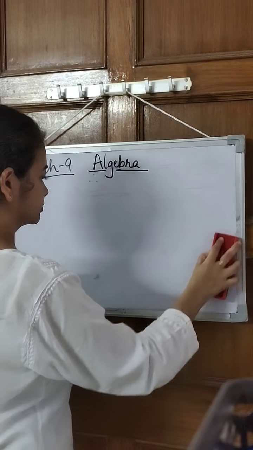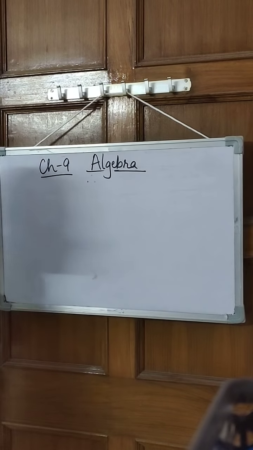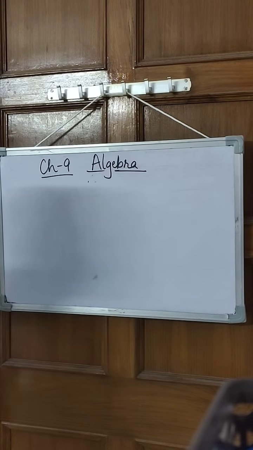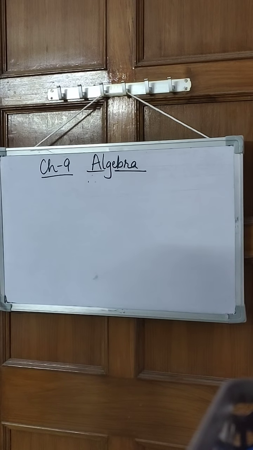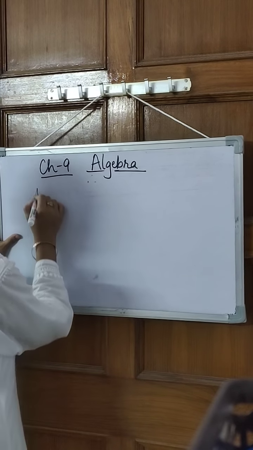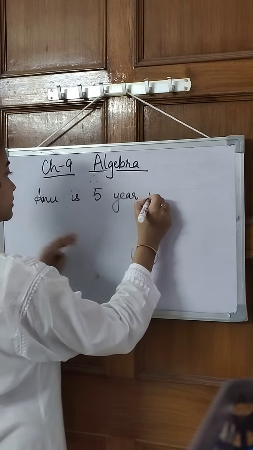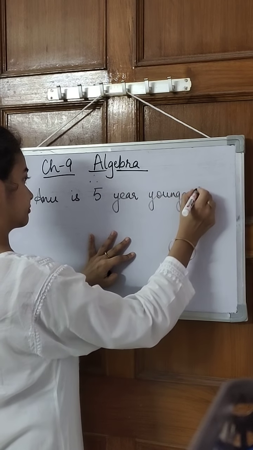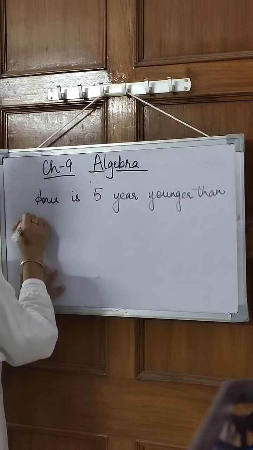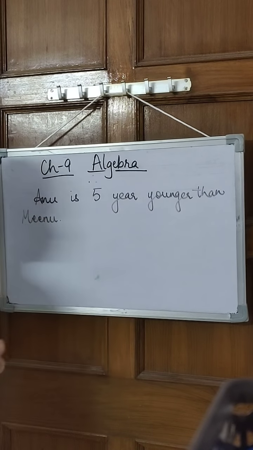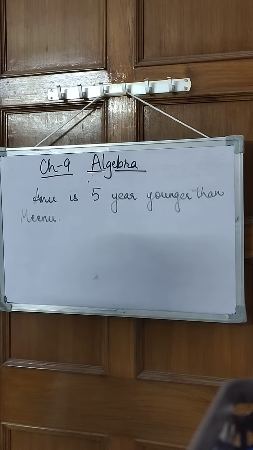I am reading a question that tells you how we can use constants and variables. Anu and Meenu are sisters. Anu is 5 years younger than Meenu. Can you write Anu's age in terms of Meenu's age?